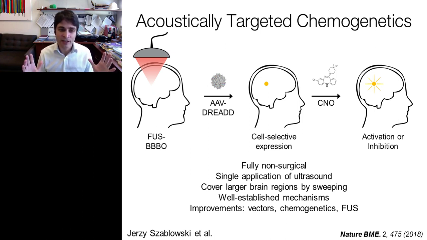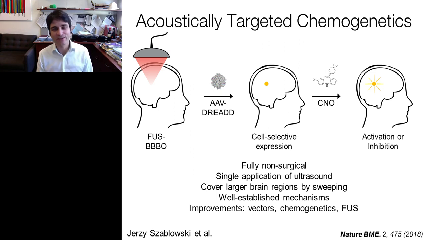You can cover larger brain regions by sweeping it around, which becomes even more important as you scale this to larger animals, as we'll talk about in a moment. This technology works through well-established mechanisms, in the sense that blood-brain barrier opening has been worked on for some time, viral vectors have been worked on for some time, and chemogenetics has been worked on for some time. So we're combining those established techniques together, and we don't have to wonder how this is all working, like we do with direct ultrasonic neuromodulation.